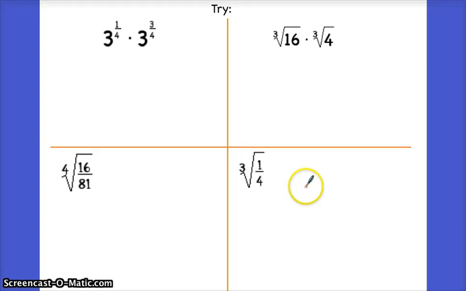Now, on the next couple of pages, I just have a bunch of examples for you. So go ahead and write down these examples. Try simplifying them. Remember, no decimals. And see what you come up with. And if you pause the video now, I'll have the answers up for you in just a few seconds.